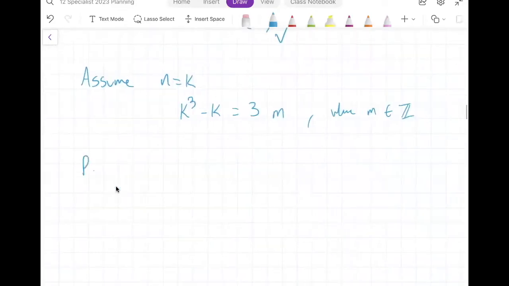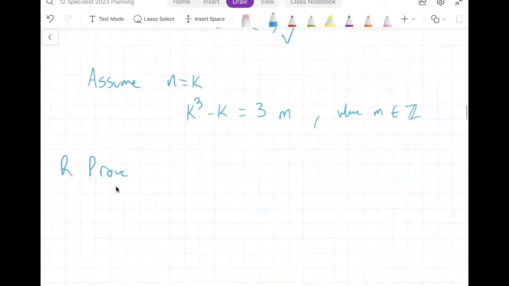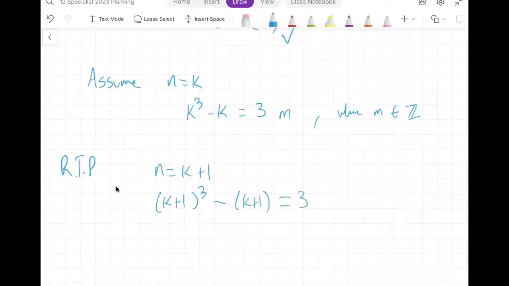Now I'm going to do my prove step, or I could write RTP, required to prove, for n equals k plus 1. In this case, this is going to be (k plus 1) cubed minus (k plus 1), and that's going to equal 3 times a different number. I can't use n, so let's choose p, where again, p is going to be some whole number value or an integer. With my proof by divisibility, one of the things that is different is I can only look at the left-hand side for a proof like this. So I'm going to try to show my left-hand side is equal to 3 times some whole number, which in this case I'm calling p.